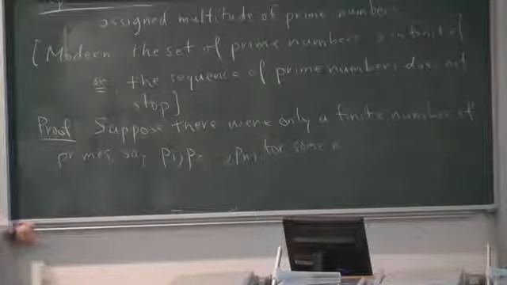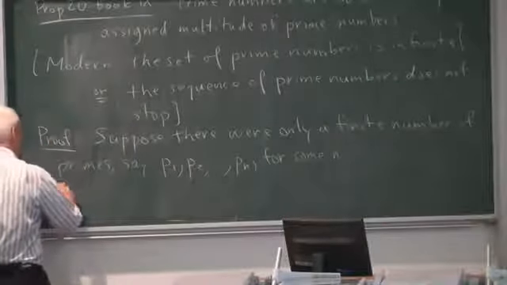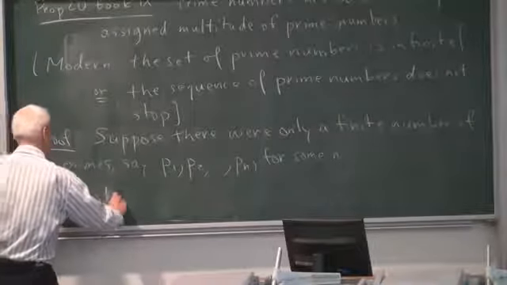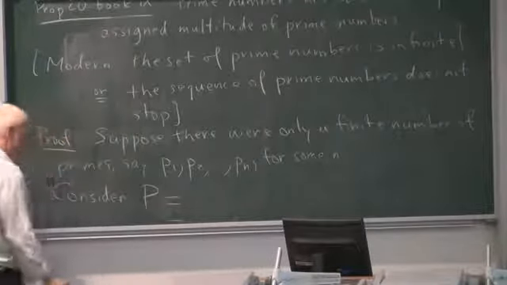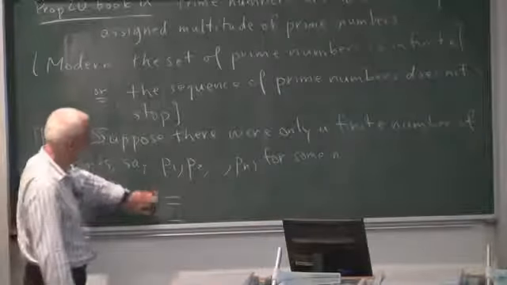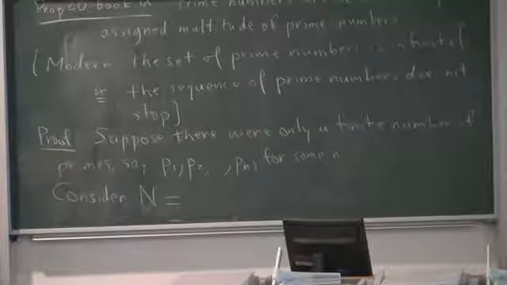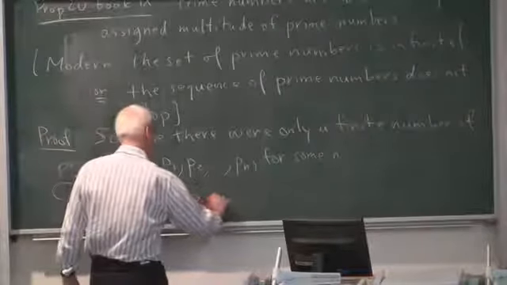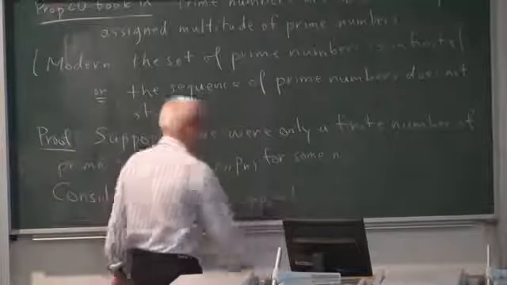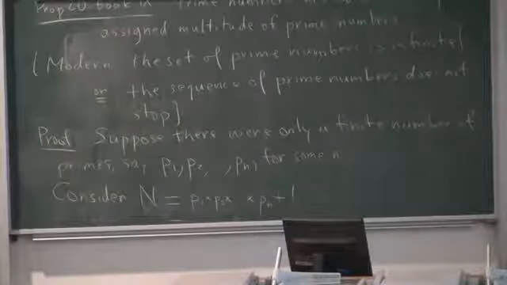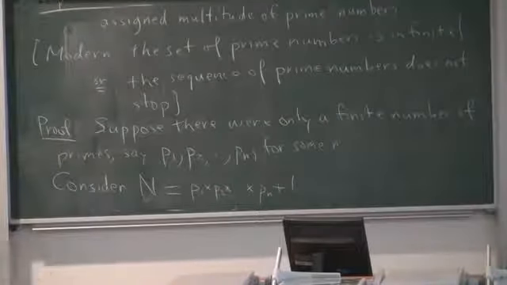So what Euclid does is he says, all right, let's consider a new number, a much bigger number. Let's call it capital P. Well, maybe I shouldn't use capital P because it's not necessarily a prime. Let's use capital N. Consider capital N, which is the product of all these numbers, P1 times P2 times all the way up to Pn, plus 1. The product of all the primes in our list added to 1.